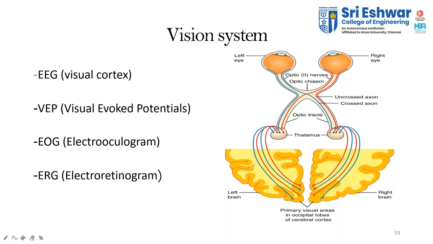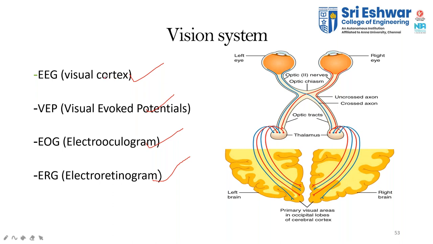We can take signals out of the vision as EEG, visual cortex, and VEP, visual evoked potential. Next, EOG, electrooculogram, and ERG, electroretinogram. These are all signals taken from the eyes. The eyes are directly connected to the brain, so I'm going for EEG, electroencephalogram. Out of that, I'm taking the visual cortex because it is connected to the brain, right?